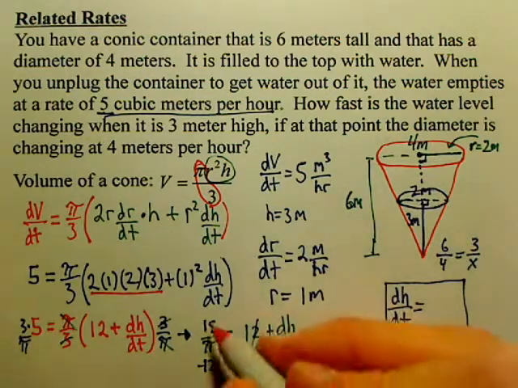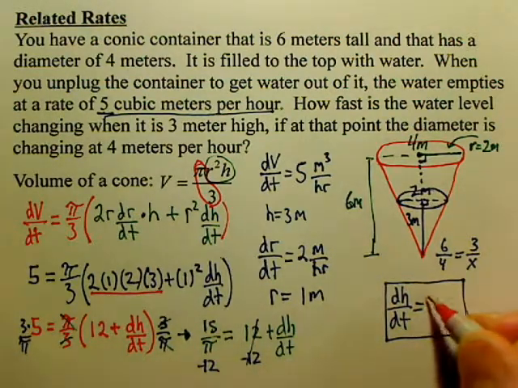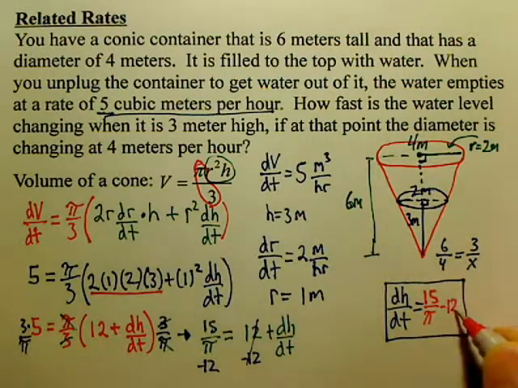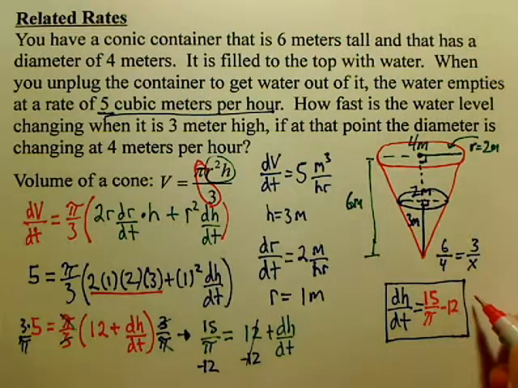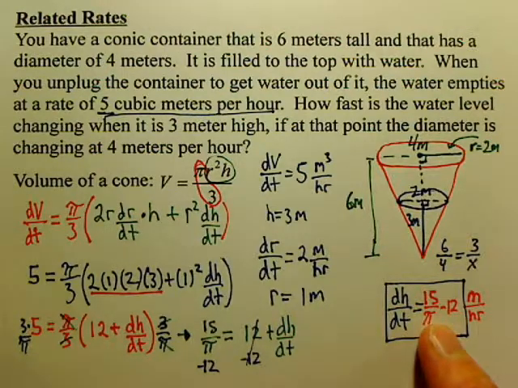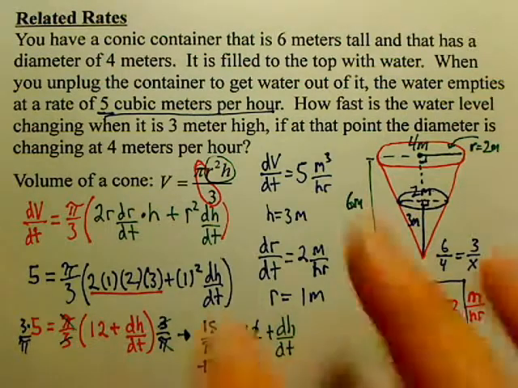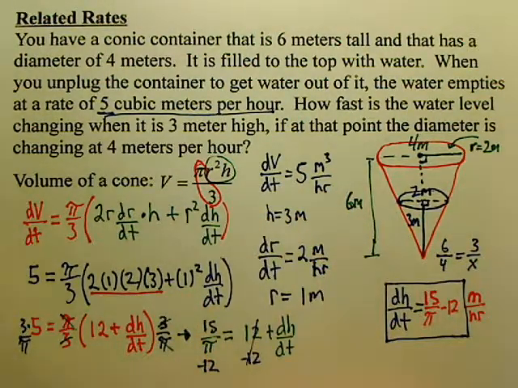So what do you see dh dt is? Well, it's kind of an ugly number, but it's 15 over pi minus 12. Wouldn't that be it? And if you want to put the units, which we probably should, wouldn't that be meters per hour? If you had a calculator, could you get the exact value of that? Okay, that would be a decimal value. We could get the exact value in meters per hour at which the height is changing. Now it seems like a lot of work, and it is. This is probably a little bit harder problem. There's a lot of easier ones out there.